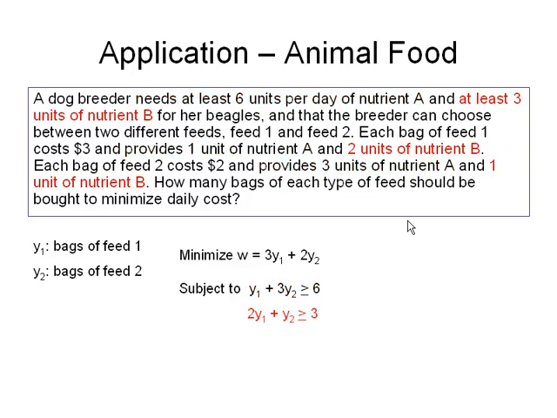We can do the exact same thing for nutrient B. We needed at least 3 units of nutrient B, so my constraint is greater than or equal to 3. One bag of feed 1 provided 2 units of nutrient B, so Y1 bags will provide 2Y1. And one bag of feed 2 provided 1 unit of nutrient B, so Y2 bags would provide Y2 units of nutrient B. That gives me my second constraint.